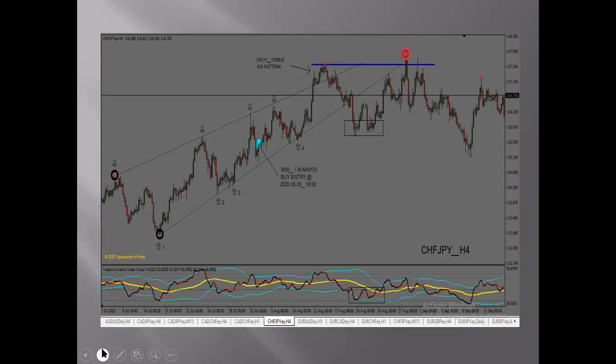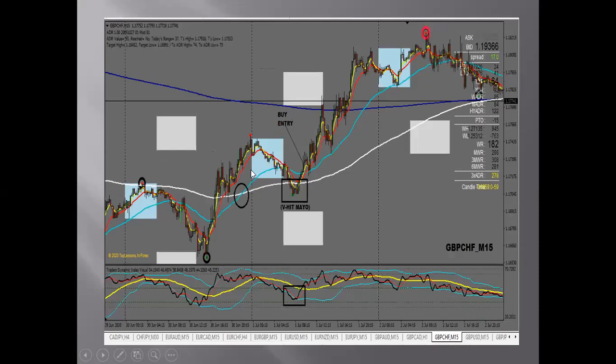All right, this is one of my favorites. Very, very simple and straightforward. We're just looking at the GBP CHF on the 15-minute chart. Let's look at my checklist, the guidelines on my precise entry.